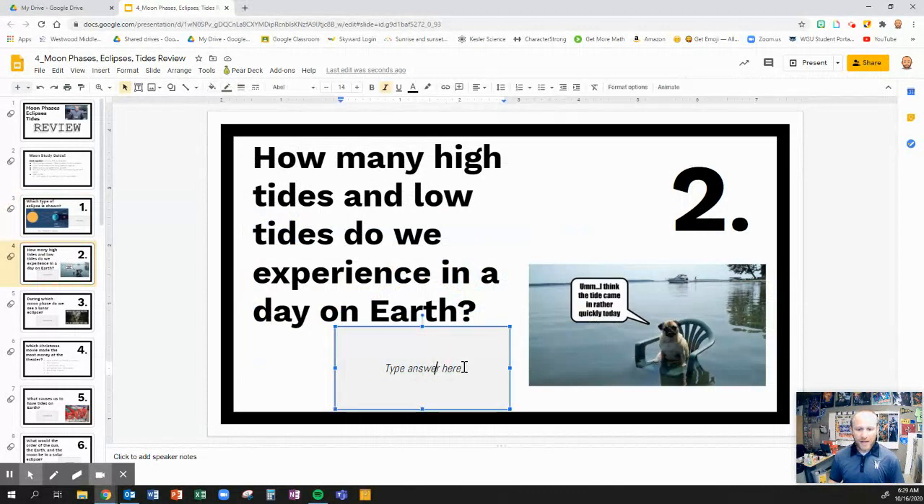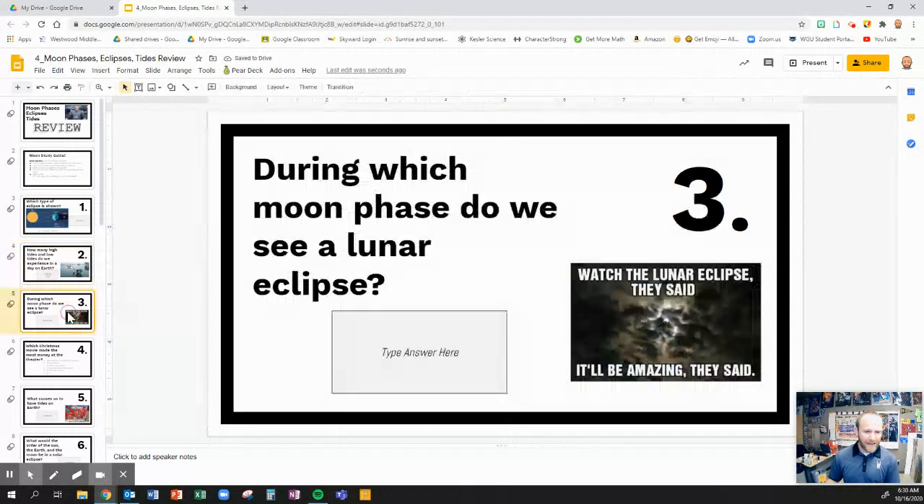Question number two. How many high tides and low tides do we experience in a day on Earth? Well, if we start, every high tide and low tide is 6 hours apart. So from high tide to low tide, it's 6 hours. Then from low tide to high tide, it's 6 hours, and that's 12 hours. And then it goes back one more time. So we actually have 2 high tides and 2 low tides for a total of 4. Okay, so we have 2 of each, and we have 4 total during a day.